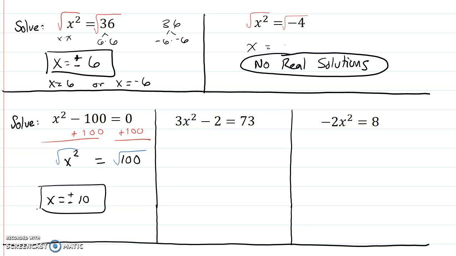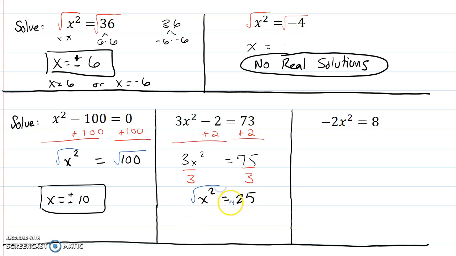The difference in the second example is that not only do I have to add to both sides, so all of my processes we learned first semester are still in play, but I still don't have x squared by itself. I also have to divide both sides by 3. Now I get x squared equals 25, and I can square root both sides. In doing so, we get x is equal to not 5, but positive or negative 5. Two possible solutions.